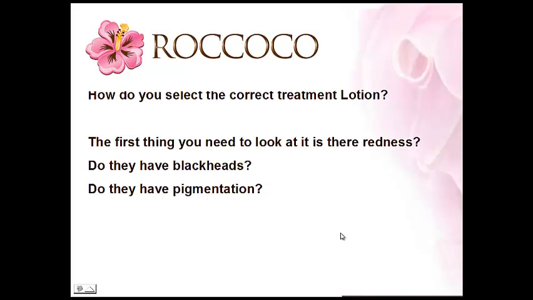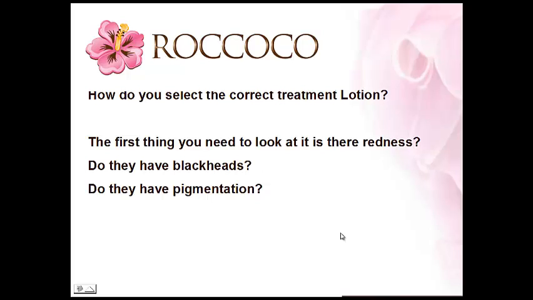Morning girls, we're going to go through today the correct selection of your treatment lotions. We've got 3 treatment lotions and it's just a matter of knowing which one to choose and why you're choosing it. So how do you select the correct treatment lotion?